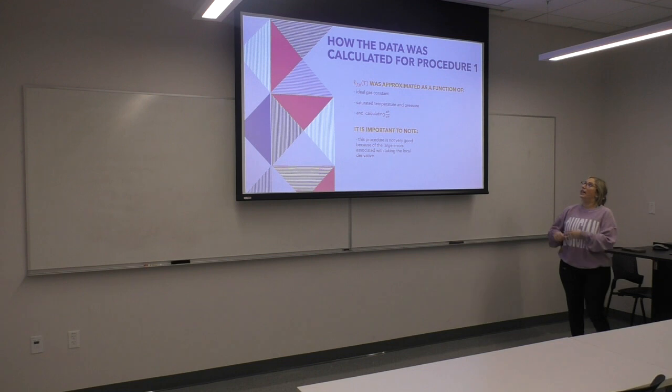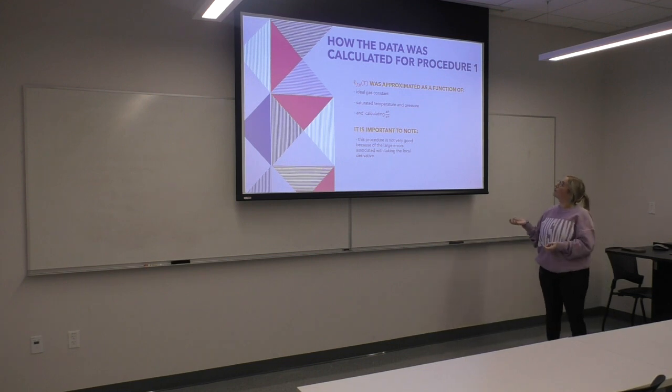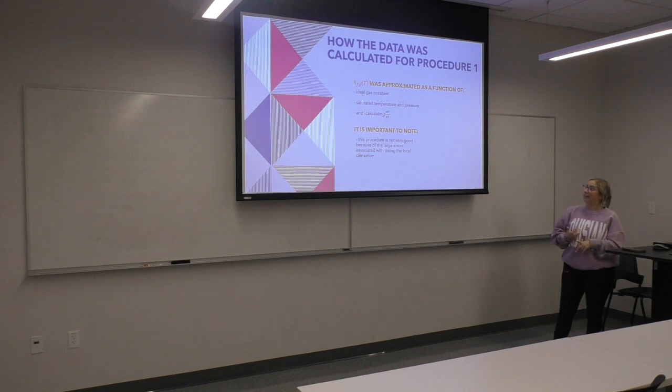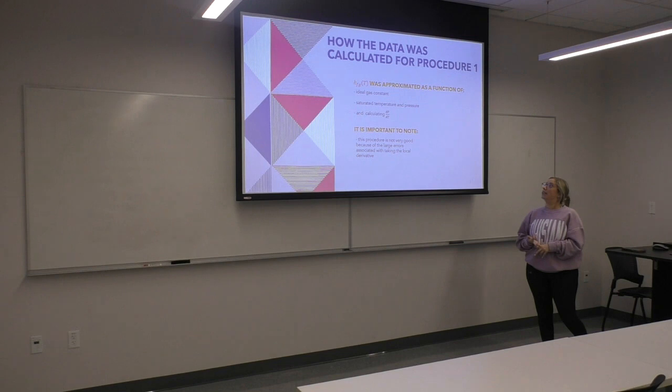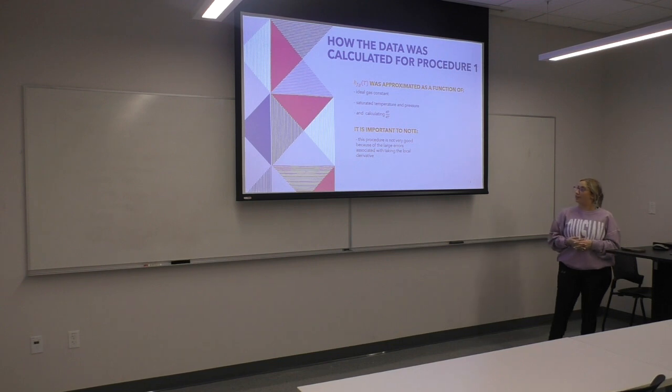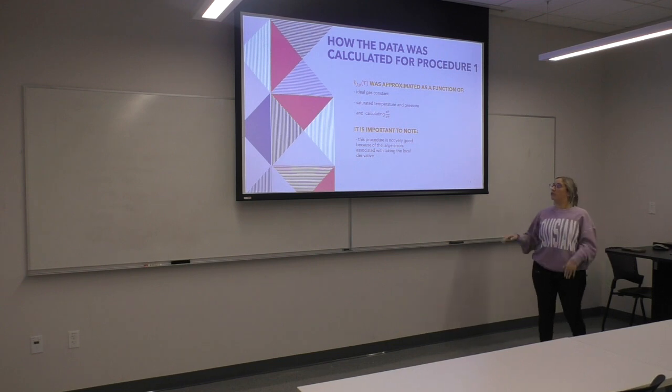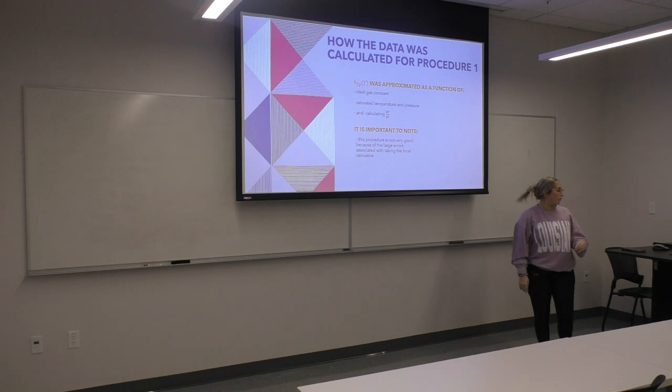And then here's how the data was calculated for procedure 1. h_fg of T was approximated as a function of the ideal gas constant, saturated temperature and pressure, and calculating the change in pressure over the change in temperature. And it is important to note that this procedure is not very good because of the large errors associated with taking the local derivatives.